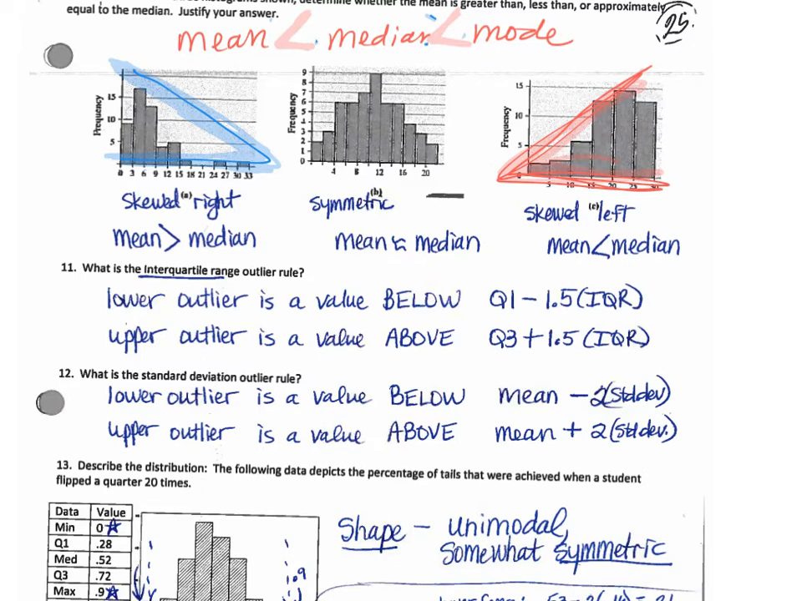Okay, number 11. This is the interquartile range outlier rule. You have a lower outlier if it is a value below the lower fence, Q1 minus 1.5 IQRs. You have an upper outlier if you go above the upper fence, Q3 plus 1.5 IQRs.